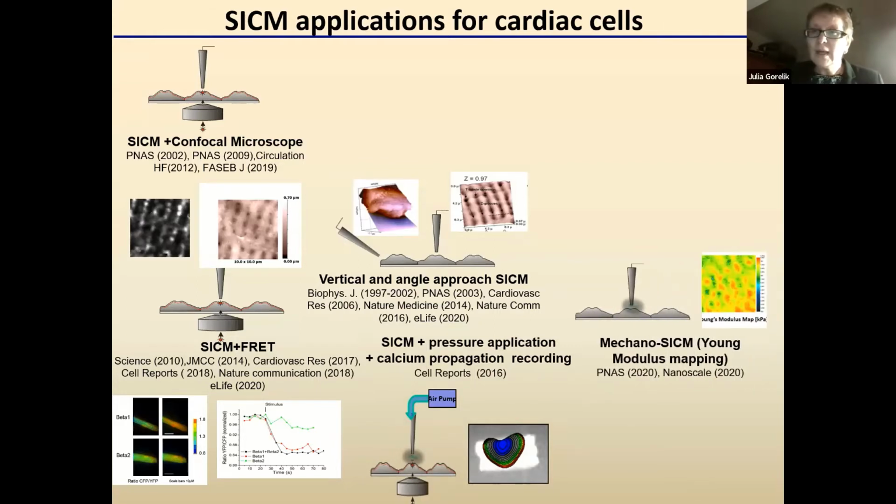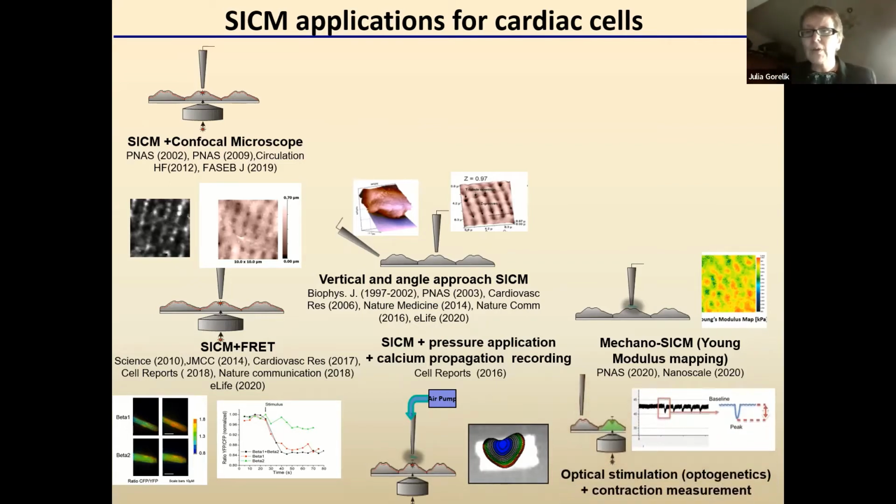Also, we recently introduced mechano scanning ion conductance microscopy, where in one go we can scan the cells, cardiomyocytes, and during scanning we apply pressure, and we can produce the mechanical map of the cardiomyocytes together with the topographical map of the cardiomyocytes.